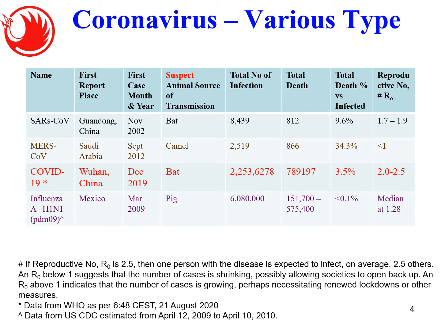So influenza A, H1N1, I think everybody is very familiar, but in case you don't know, the first place of report is Mexico, March 2009. It's a swine flu, so they believe it's from pigs. In that year itself, April 12, 2009 to April 10, 2010, actually 6 million people were affected. Actually, it's just like a normal flu, no? And the total death is ranging from 151,000 to 575,000, and the death percentage is less than 0.1. The reproductive number is 1.28. So it's much less than SARS and much less than COVID-19. But actually, it's quite contagious really, because it's more than 1.